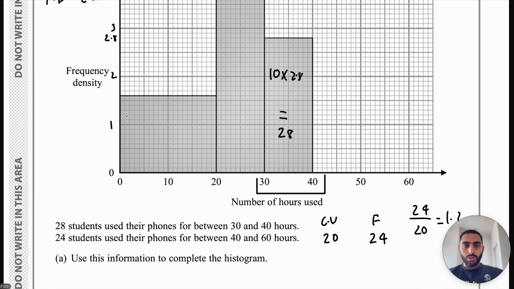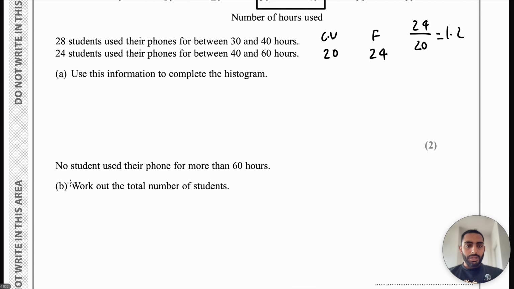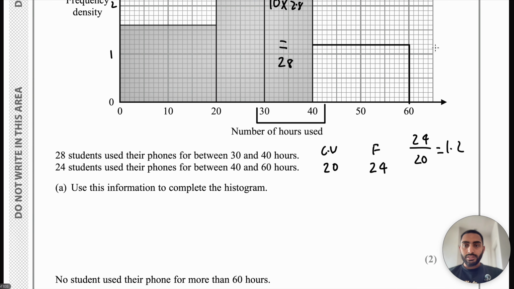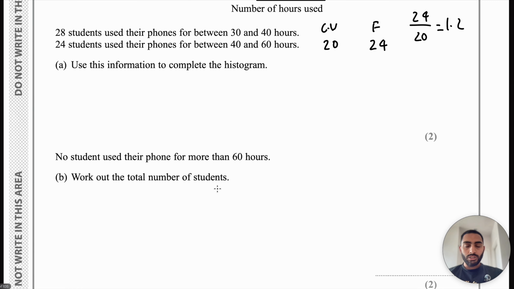Just look for 1, it's going up in 0.1s, so I'm just going to draw my line from there, across to 60, and then down to 60, and that's that one done. Part B, no student used their phone for more than 60 hours. So that's saying that there's nothing on the right hand side of this. Work out the total number of students.